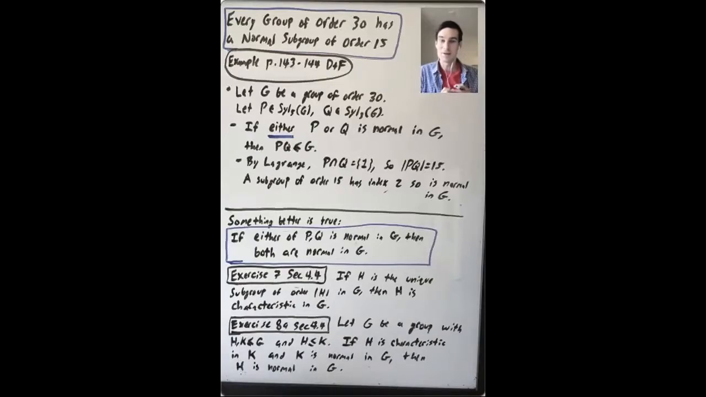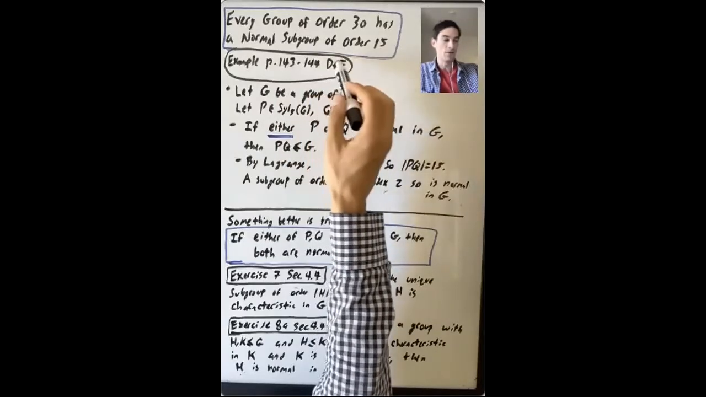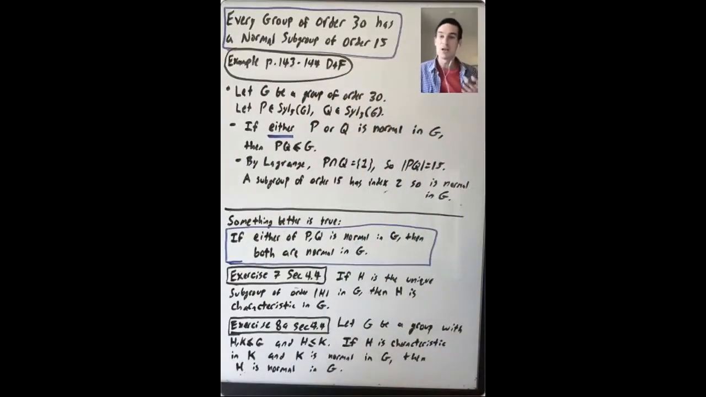In the first part of our lecture, our goal is to use what we know about semidirect products to classify groups of given order. And the first example we're going to do is classifying groups of order 30. So in order to do that, we're going to prove something that was an example on page 143 to 144 of Dummit and Foote that we skipped over initially. And I'll explain why we skipped it initially and why we're coming back to it now.